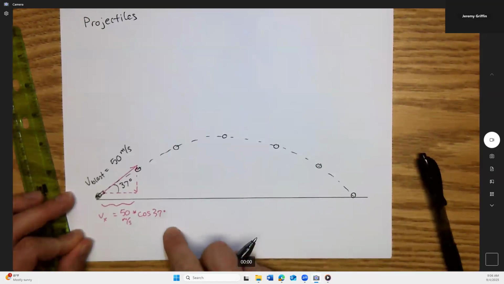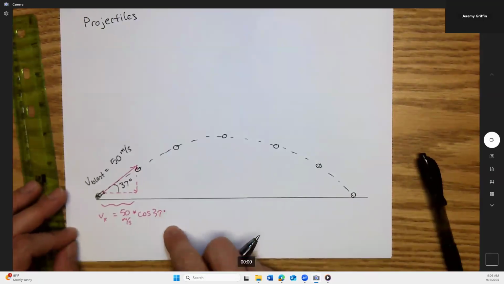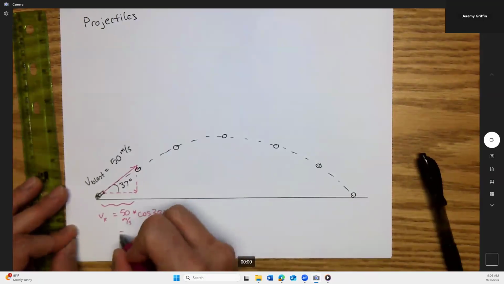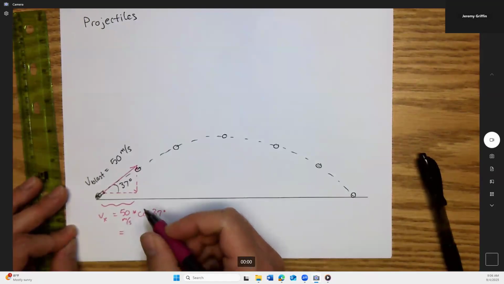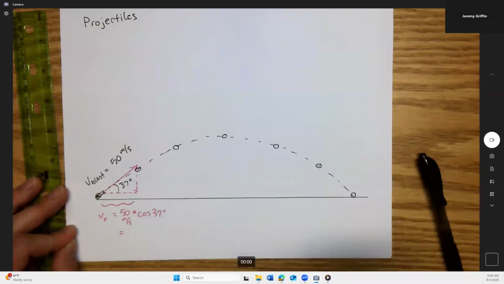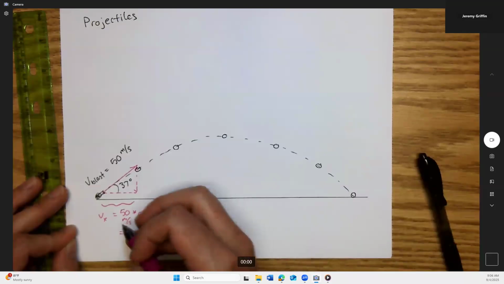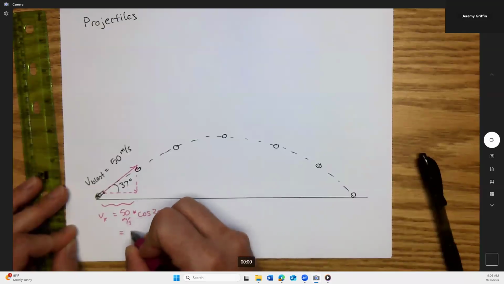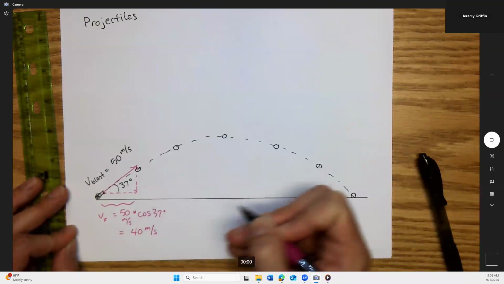Okay. In fact, why did I pick 37 degrees? That should look familiar. I'm setting up what triangle geometry? 3, 4, 5? Guys, is that a 3, 4, 5 triangle? It's got a 37-degree angle in it. Look for that on the AP exam also. So here, maybe you put this in a calculator. What are you guys getting? 40 meters per second. Okay.